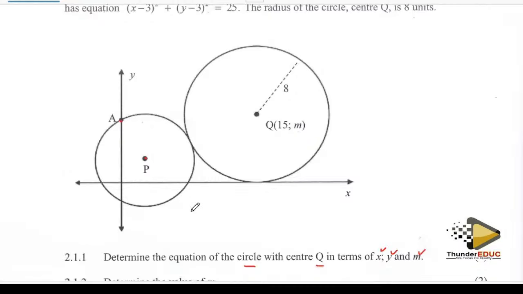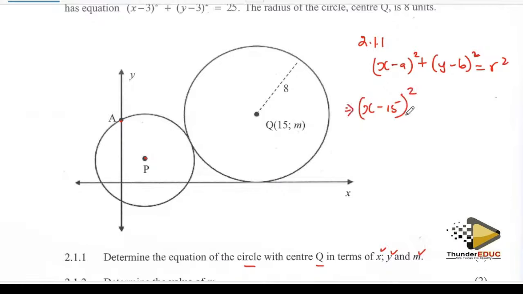1 mark. So guys, we know that the general equation of a circle is x minus a squared, and then y minus b squared is equal to r squared. Remember, the minus can be a plus, depending on the coordinates. Now, I'm just gonna say x, since the 15 is positive, I'll change the sign. I'll say x minus 15 squared plus y minus m squared is equal to what is our radius? Our radius is 8 units. So 8 squared is 64. So that is 2.1.1.